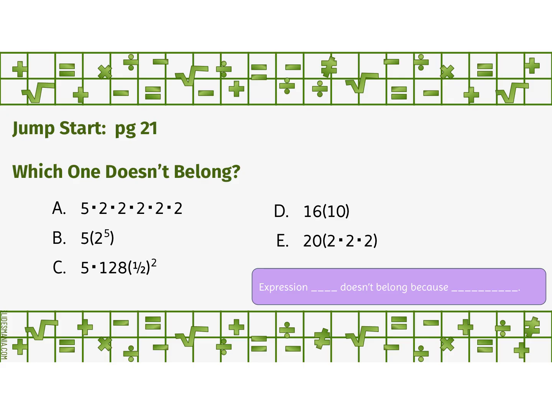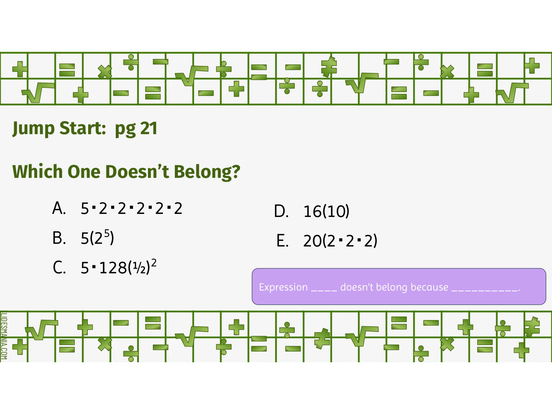You're going to write down which one doesn't belong, A, B, C, D, or E. Write a sentence. Notice how we have this sentence frame for you. Expression blank doesn't belong because blank. And go ahead and fill that out all the way.